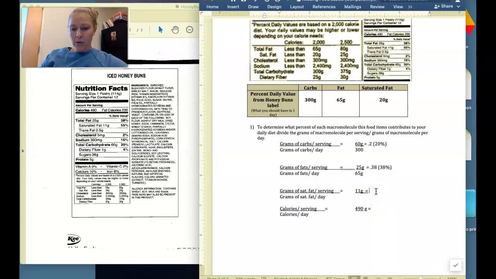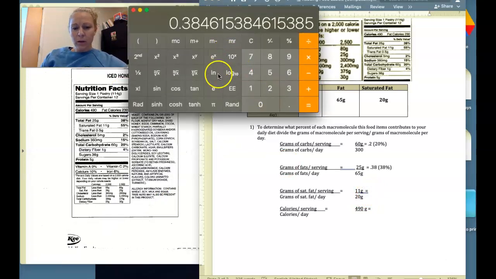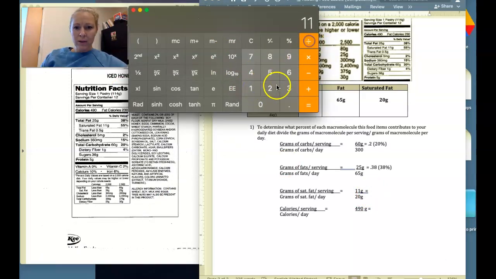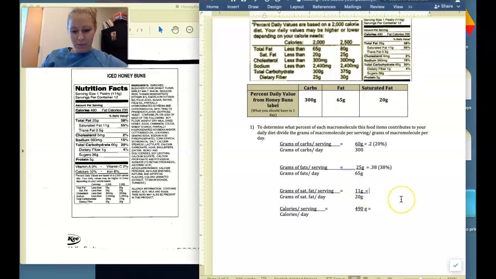Now let's do our saturated fat. You're supposed to have about 20 grams, and what we have in the honey bun is 11 grams of saturated fat. So let's do some more math. 11 divided by 20 gives us 0.55, or 55%.